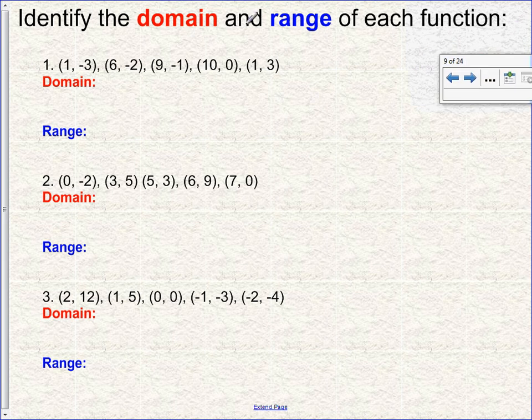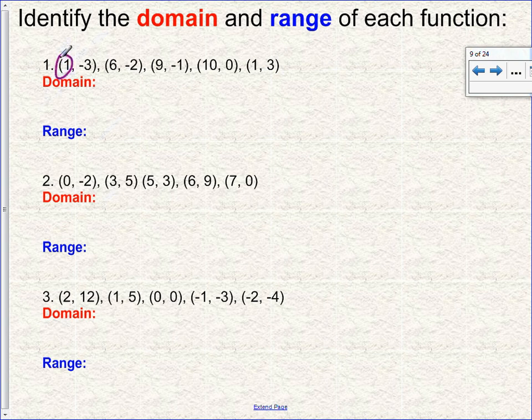Okay, identify the domain and range of each function. What is my domain again? My x values: 1, 6, 9, 10, 1. It's not a function. What are my range values? -3, -2, -1, 0, 3.